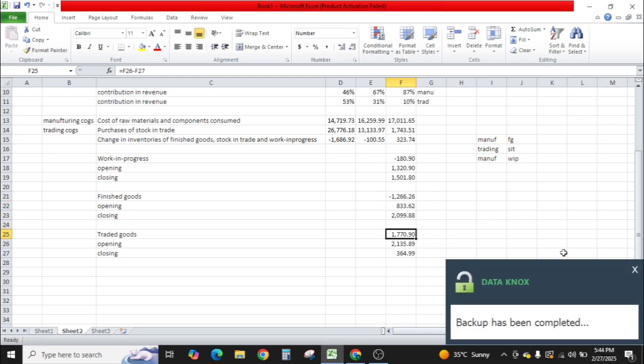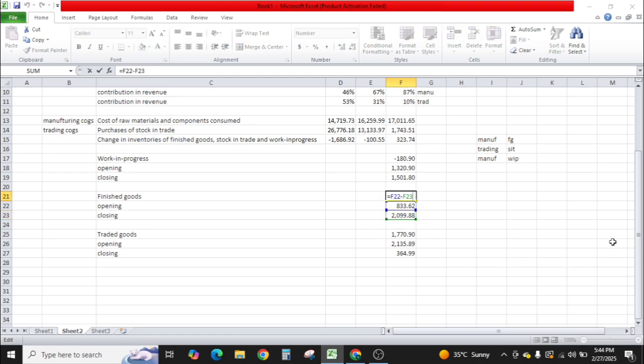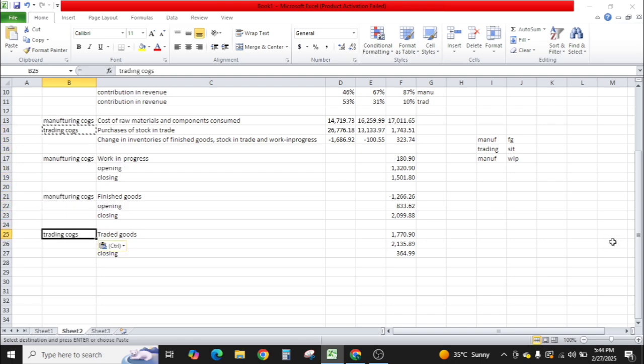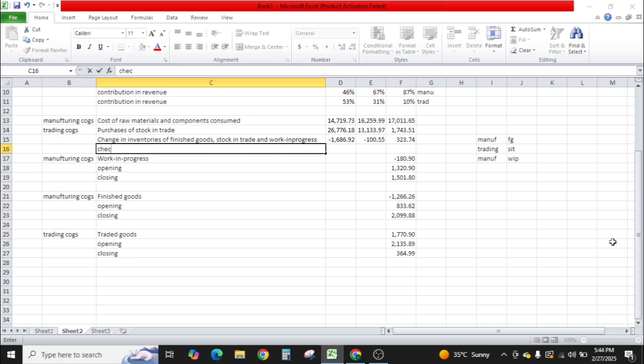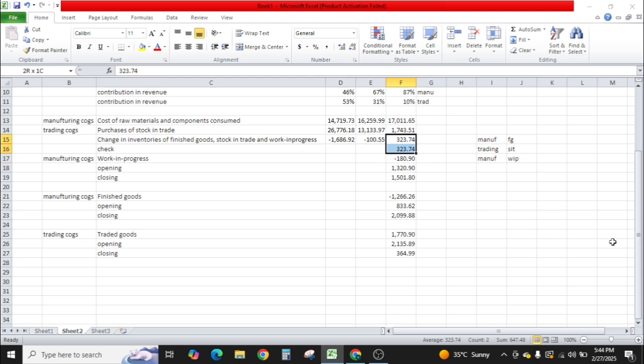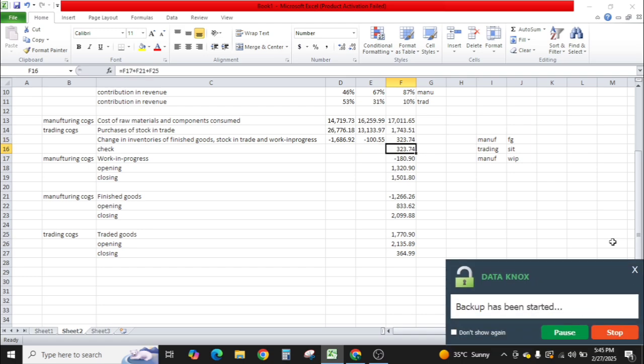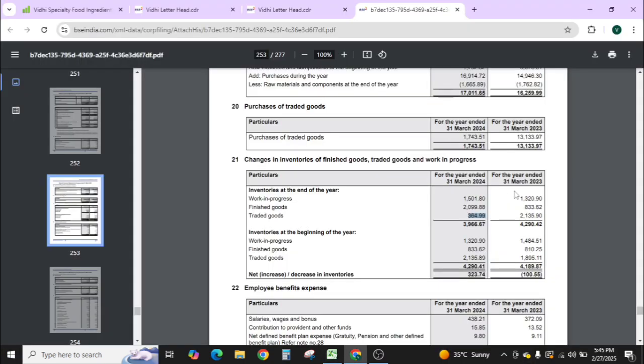Opening minus closing, opening minus closing, and opening minus closing. Now, as we know that for finished goods, work in progress will be manufacturing COGS, and finished good will also be manufacturing COGS, and traded will be traded COGS. Now we will check whether our answer is right or not. So how we will do it is by adding all these three numbers. See, these both are matching, so our calculation is right here, 323 and 323.